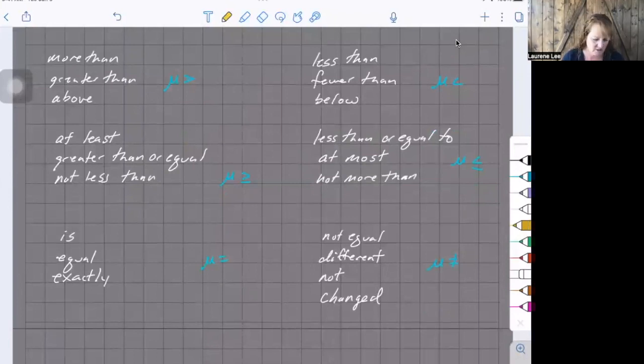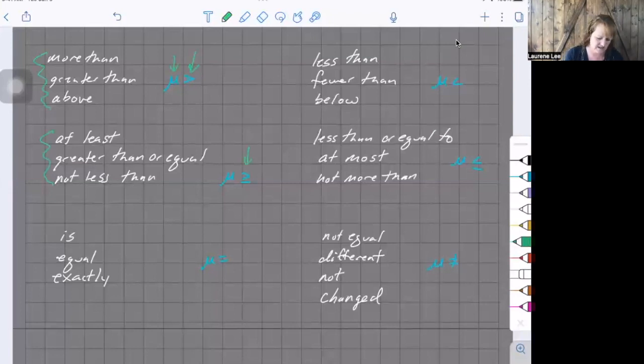So the way this works is, anytime you have more than, greater than, or above, then you're going to take, now I just use mu because that's a common one, but that could be P, it could be standard deviation, whatever we're talking about. So that letter can change depending on what the topic of the problem is. But the point of the chart is that your sign is going to open to the left for those. Anytime I say at least, greater than or equal, or not less than, you're going to open to the left, but you're going to have a line under it.